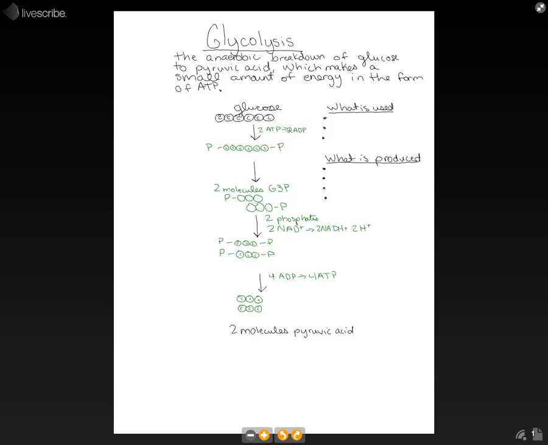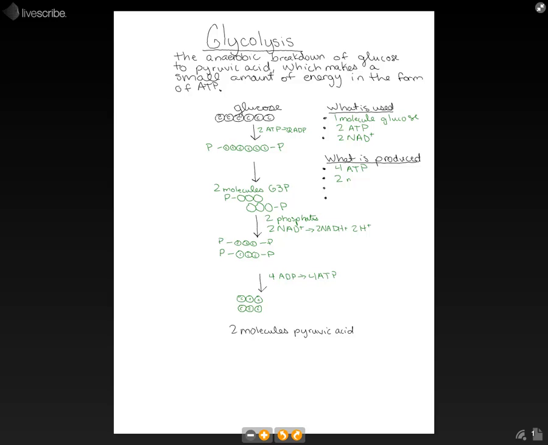If we go through our list, we can see that we use 1 molecule of glucose to start. We use 2 ATP in our beginning, and we use 2 NAD plus. We end up producing 4 ATP, which will give us an overall net of 2 ATP produced from this process since we used 2.